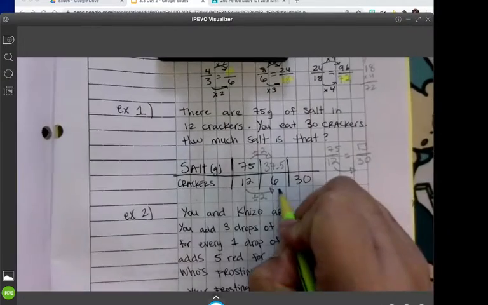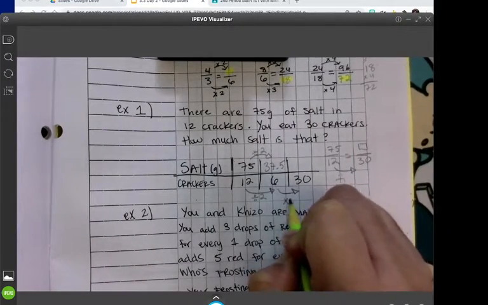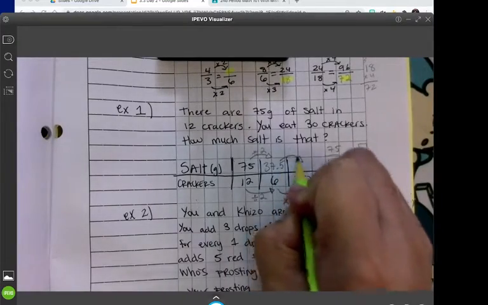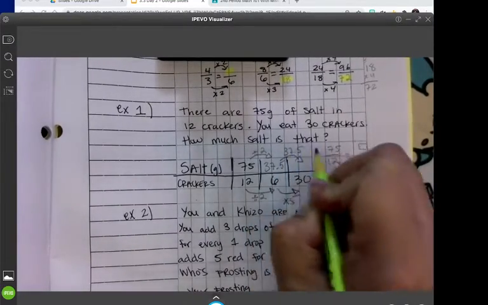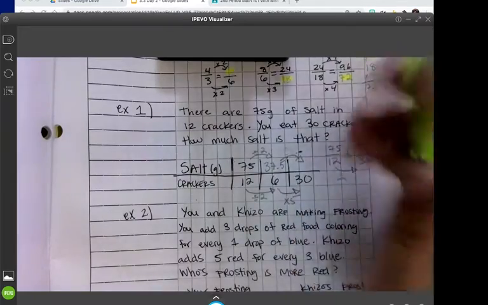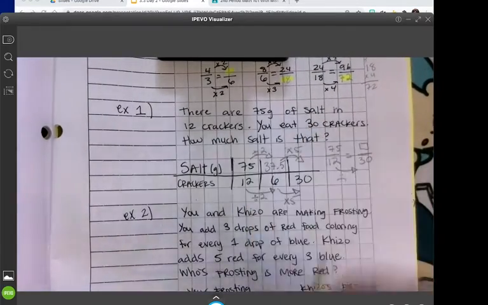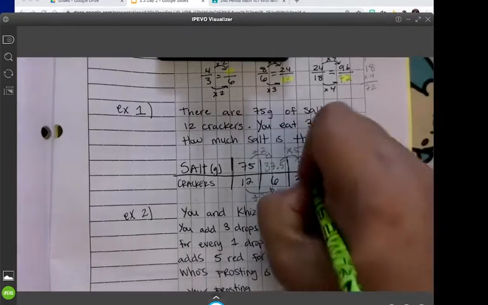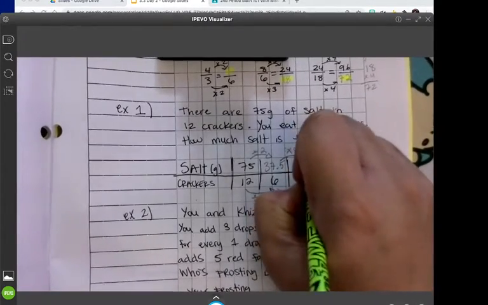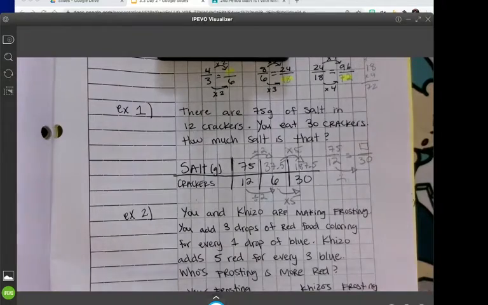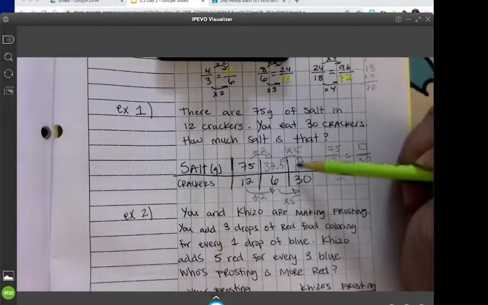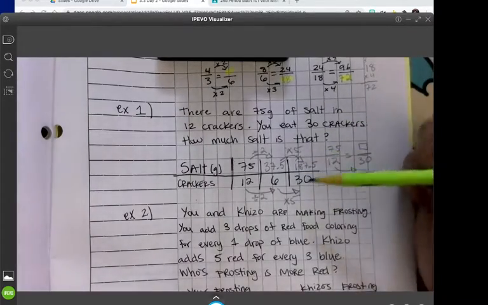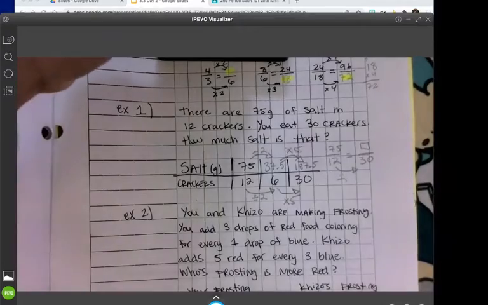And then you can go from 6 to 30, which is times 5. And so 37.5 times 5, 37.5 times 5 is 187.5. Key concept. Whatever you do to the top, you do to the bottom. Whatever you do to the bottom, you do to the top. Key concepts there.